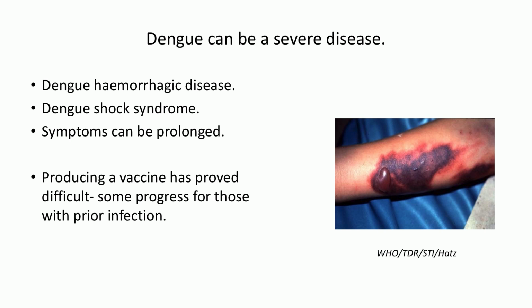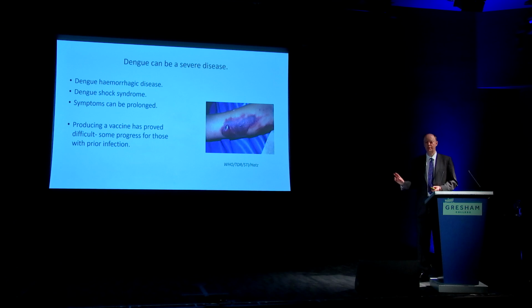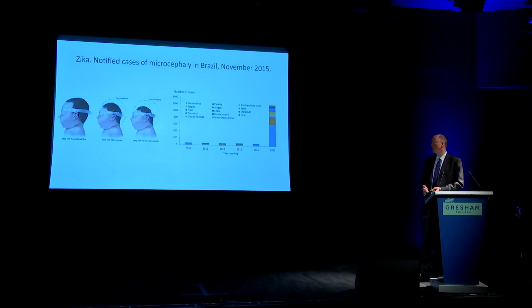Producing a vaccine has proved difficult. There are vaccines available, but they should only be used in people who previously had an infection. If you use them in other environments, you can actually make things worse. So currently, we don't have a good vaccine for mass use in most situations. So that's dengue. We do need to get a vaccine because controlling this, as I'll come on to, is tricky.